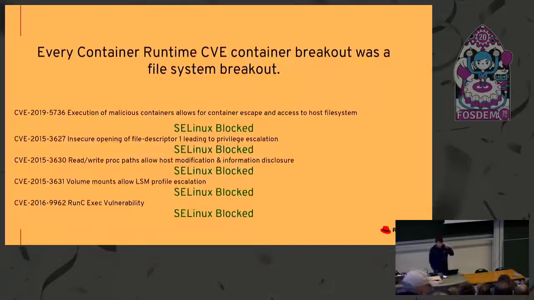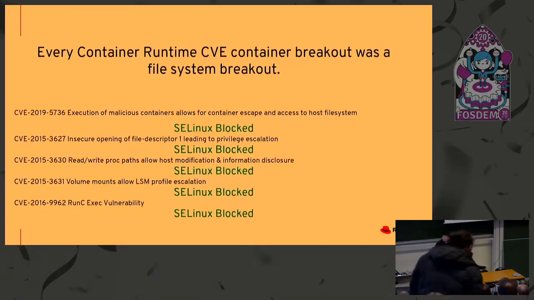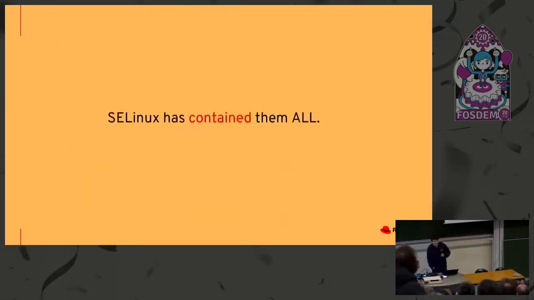So this is a really nice slide. I really like it. These are just a few of the CVEs of container runtimes, when there was a possibility that a process inside the container could escape from the container to the host file system, and in several cases get root access. SELinux blocked all of them. The latest one is from February 2019, when SELinux completely blocked this type of attack.